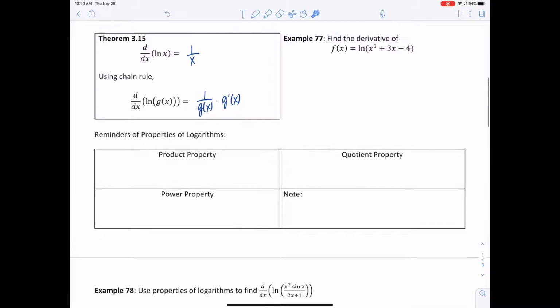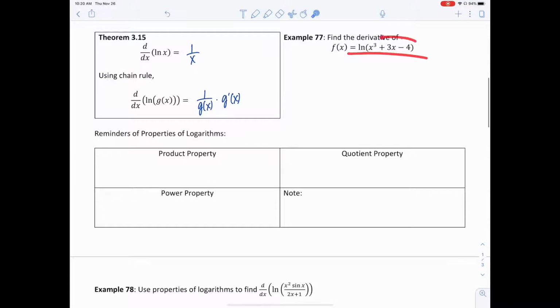Okay, so in this example, we have natural log of this whole thing. So I'm going to use the chain rule. It's going to be 1 over that whole thing, and then times the derivative of that function, which I am going to rewrite now as a single fraction to put it in simplest form.